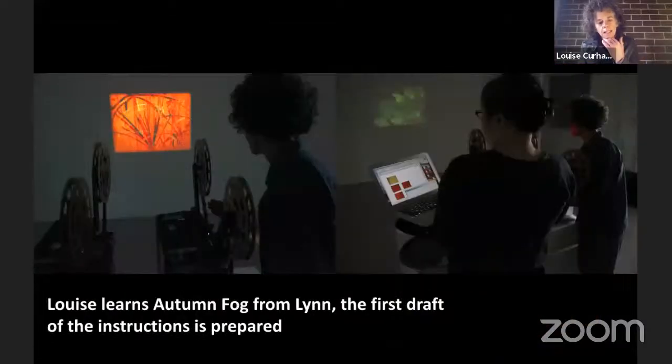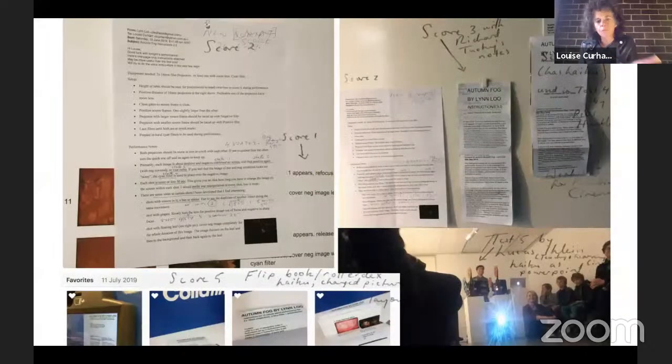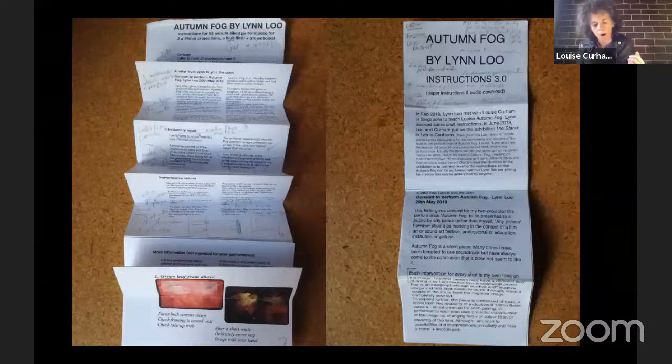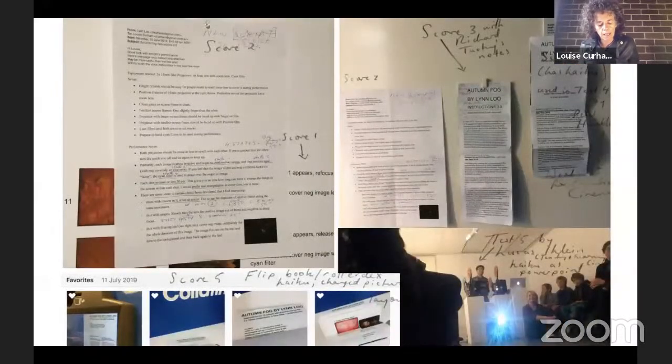So in these slides here, you're seeing us working together, devising, Lynn teaching me how to perform Autumn Fog, and us devising the first iteration of the score. And the score evolved from a word table into a flip book with haiku poems. And we brought in different artists to test it. So let me move forward. I've said most of these things.